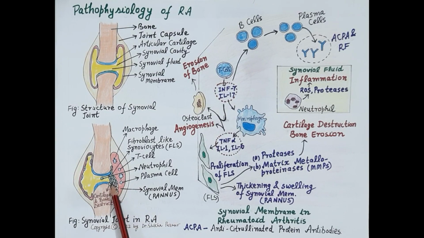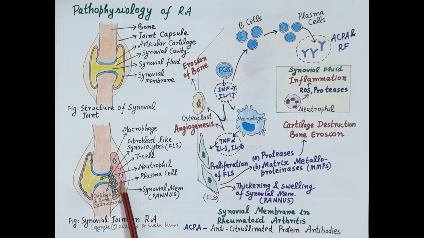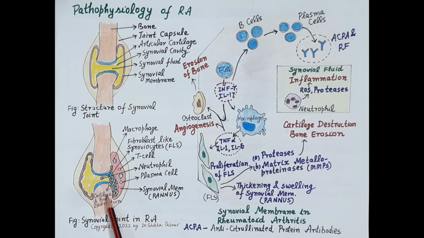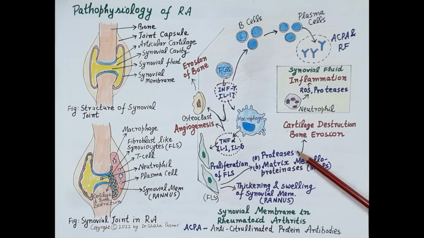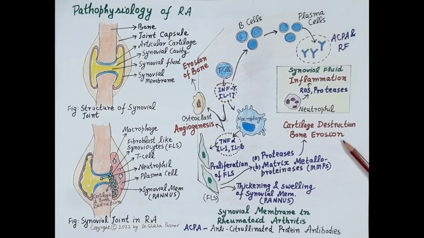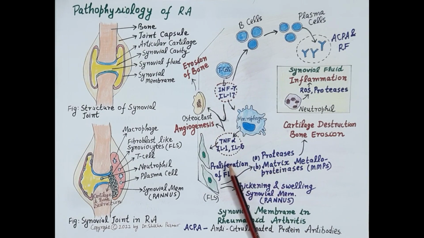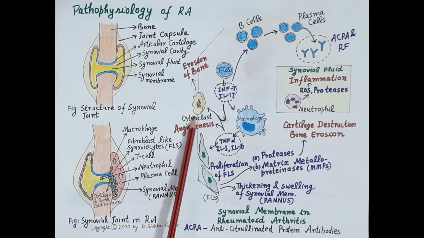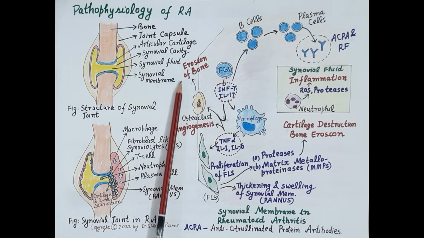Now this structure called the pannus is responsible for the destruction of the articular cartilage shown here in the blue color, and the pannus also is responsible for the destruction of bone. These fibroblasts produce enzymes like proteases and matrix metalloproteinases, and these enzymes destroy bone as well as the cartilage. These cytokines also activate osteoclasts. Osteoclasts are the bone breaking cells. So activation of osteoclasts results in the erosion or destruction of the bones.